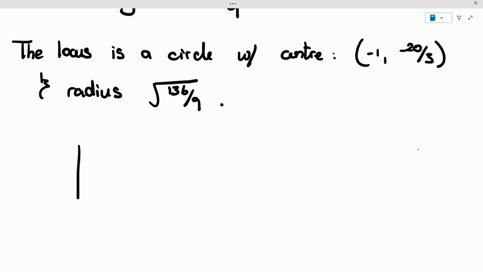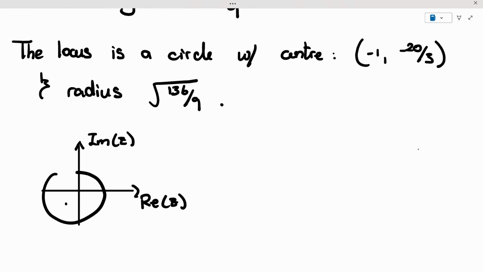Right, and of course, if you were to draw this on an Argand diagram, then we have our real side here, our imaginary side here. Our center is minus 1, so we go minus 1 this way and minus 20 over 3, so maybe here. This is our center, and our radius is that amount. And maybe we do something like that. Well, hopefully drawn a little bit better for school. Right? But that is the locus of our complex number z.